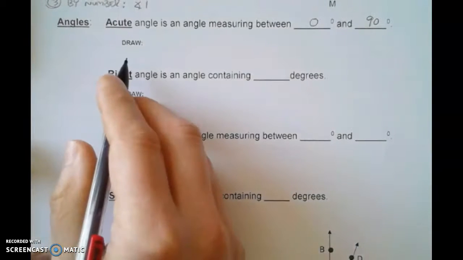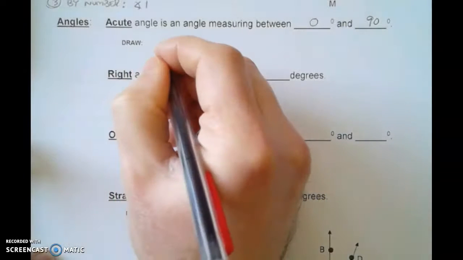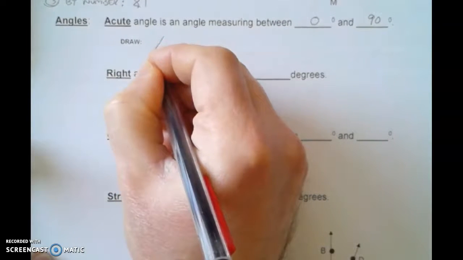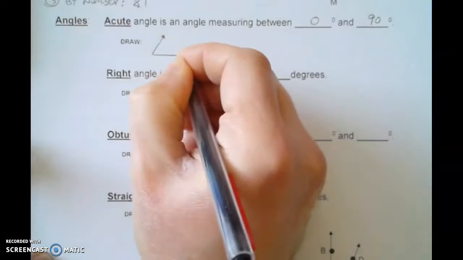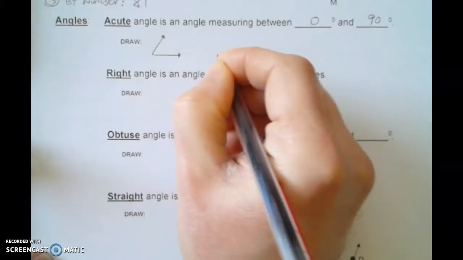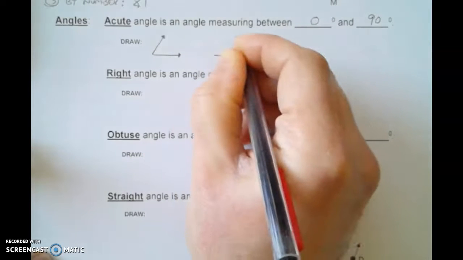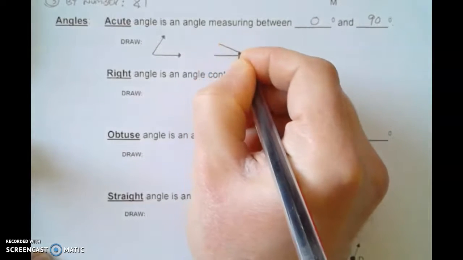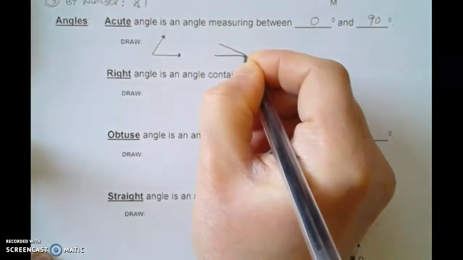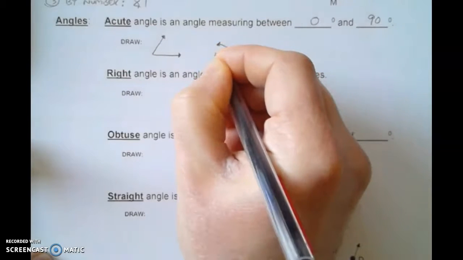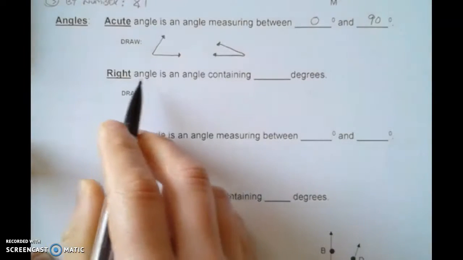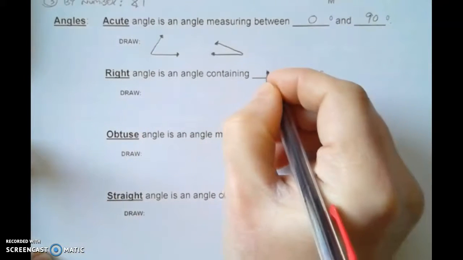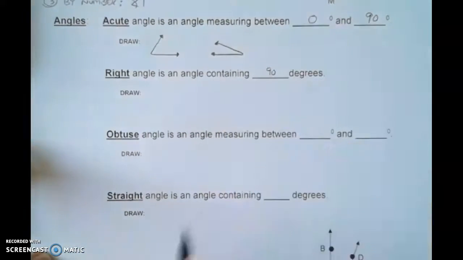So we're going to draw a picture of what an acute angle might look like. An acute angle might look something like this. I could draw it a different way. I could make it look like this right here. This is an acute angle because it's between 0 degrees and 90 degrees. A right angle is an angle containing exactly 90 degrees.